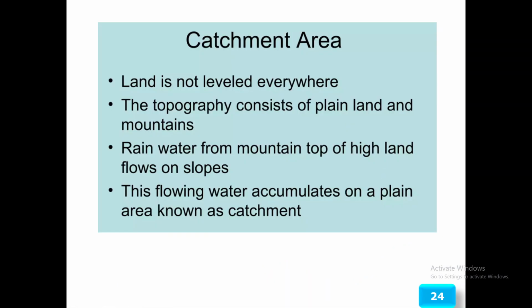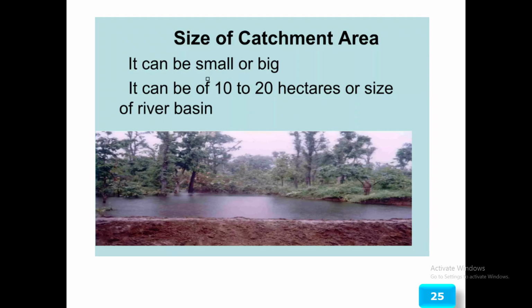So next we have to discuss the catchment area. Land is not level everywhere. The topography consists of plain land and mountains. Rainwater from the mountain top or high land flows down the slopes. This flowing water accumulates on a plain area known as a catchment. The size of a catchment can be small or big. It can be 10 to 20 hectares or the size of a river basin.